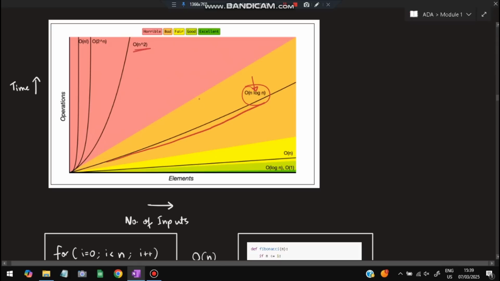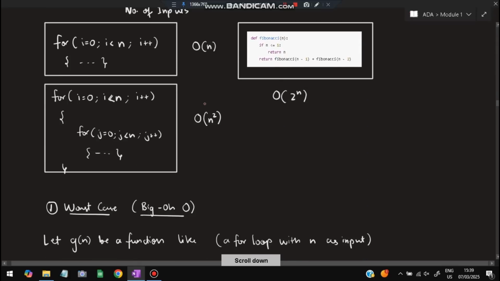Next is n square. Okay, n square means what? If you have 10 inputs, how much time will this for loop run? If you have n value as 10, i will run from 0 to 10, and j will also run from 0 to 10 each time for i value. When i is 0, this will run 10 times. When i is 1, this will run 10 times. When i is 2, this will run 10 times. So for 10 times, it is running each 10 times, which means 100 times it is totally running.